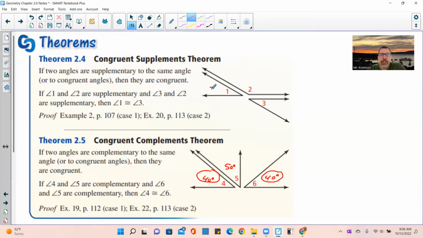So in this case, let's say this is 30 degrees, and angle 2 is 150 degrees. Well, that adds up to 180. And then they said that angle 2 and angle 3 are supplementary. So that would be forcing angle 3 to be 30 degrees because 150 plus 30 is 180. And then therefore, we can conclude that angle 1 and angle 3 are the same measure or congruent. So we're going to do those proofs next.